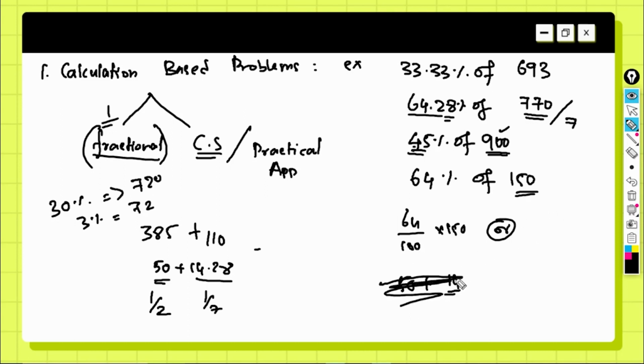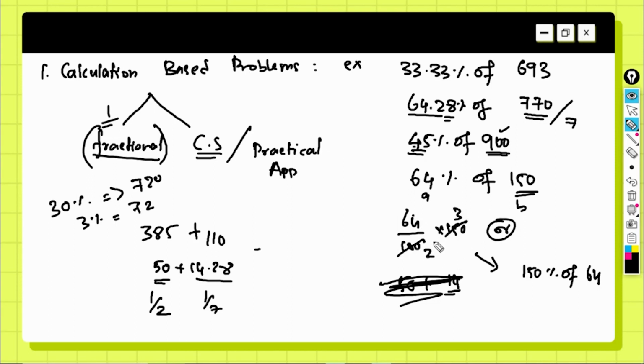Instead of doing all these things, what I'm just going to do is change the value. Like 150 percentage of 64. Instead of writing it as a percentage of b, I'm going to write it as b percentage of a, because both the values are going to be the same. Let's check it. What is 64 percentage of 150?